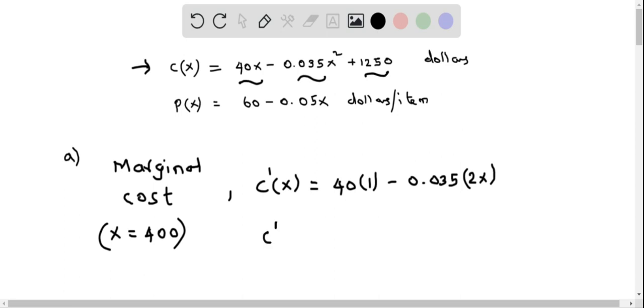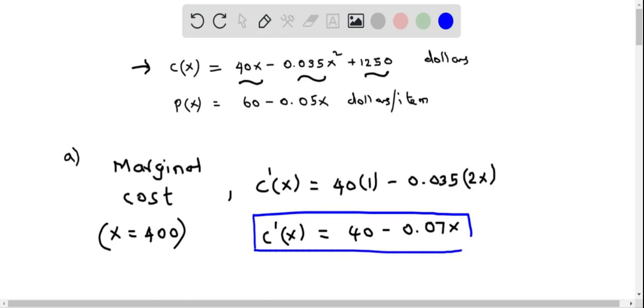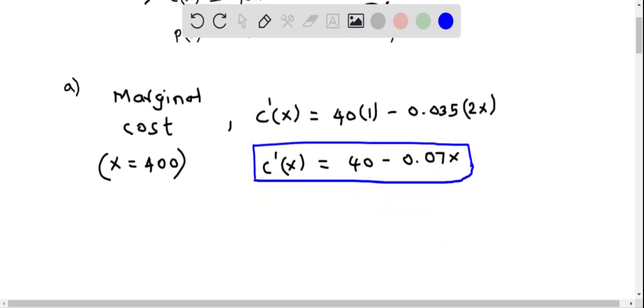Now let's simplify this. The marginal cost function C prime of x equals 40 minus 0.035 times 2, which is 0.07, times x. So this function gives the marginal cost function. Now we have to determine the marginal cost at x equal to 400, so let's replace x by 400 in the marginal cost function.